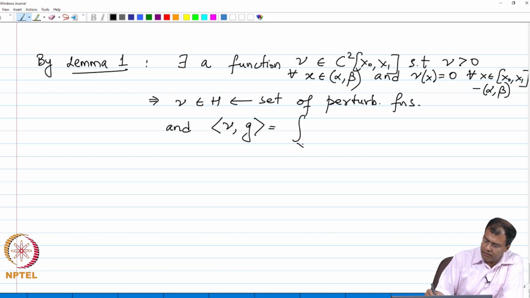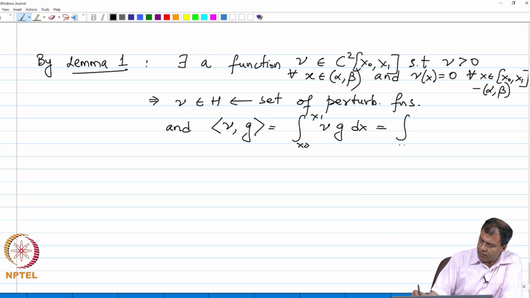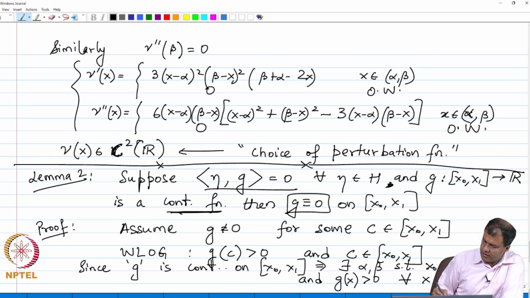So, nu belongs to the set of perturbation functions, and the inner product of nu with respect to g, which is the integral from x0 to x1 of nu times g dx, will be equal to the integral from alpha to beta, because outside this interval nu is identically 0. So, I know that this particular integral is positive, right, because g is positive, nu is positive. So, over this interval the integration must give a positive value, and hence we have arrived at a contradiction, because we have assumed that this particular integration must be equal to 0, right.